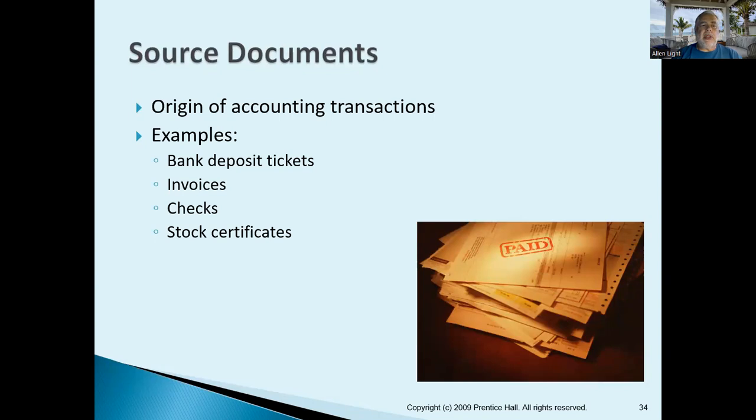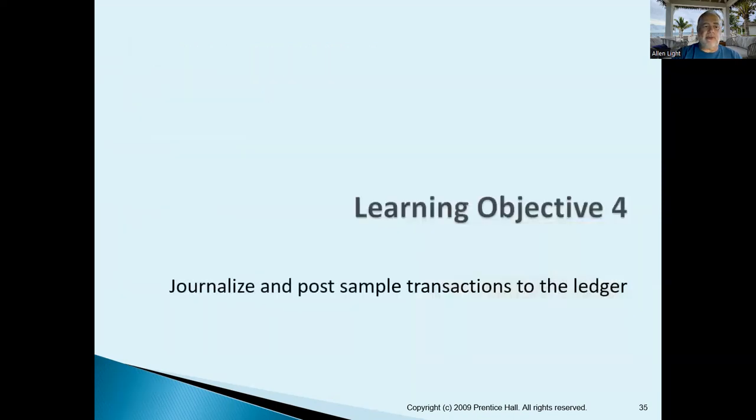Okay. Source documents. We have to have source documents because something has to trigger these transactions. They can be anything from a deposit ticket, an invoice, a check, stock certificates, whatever document triggers our transaction. Those are important because that's the paper trail that we're going to use later in case we have to find a mistake or some kind of an error.